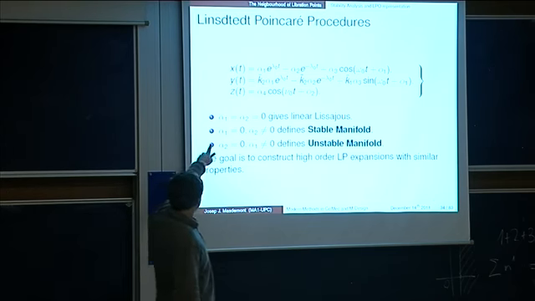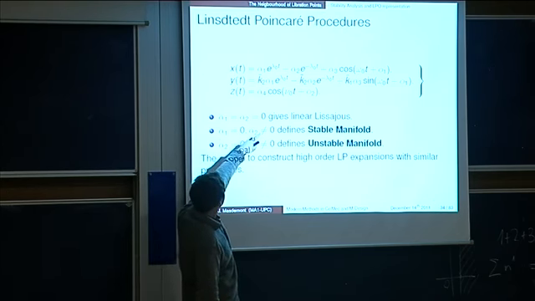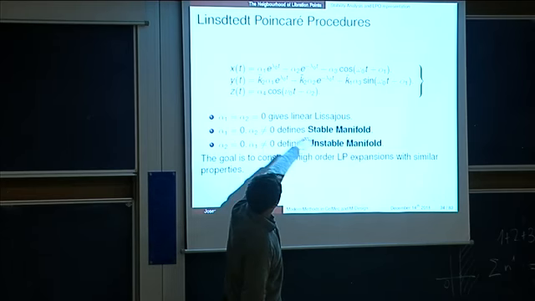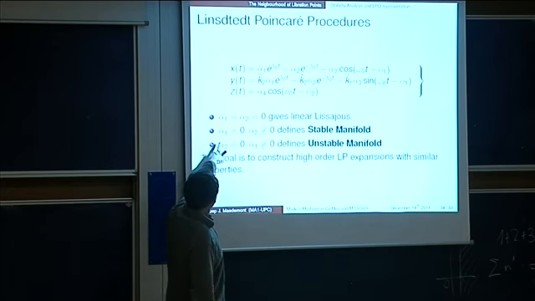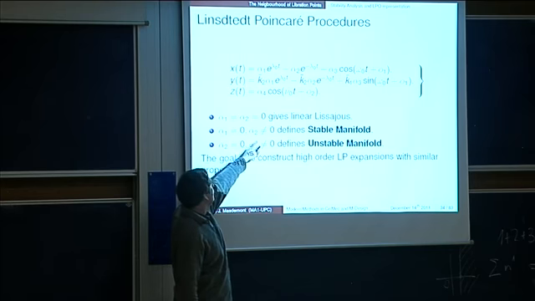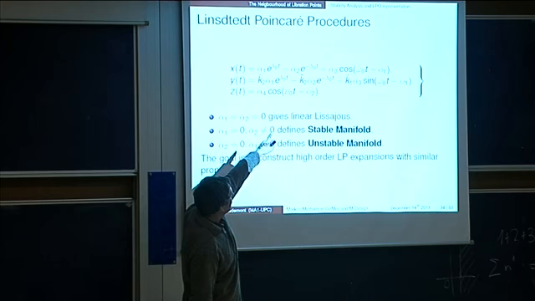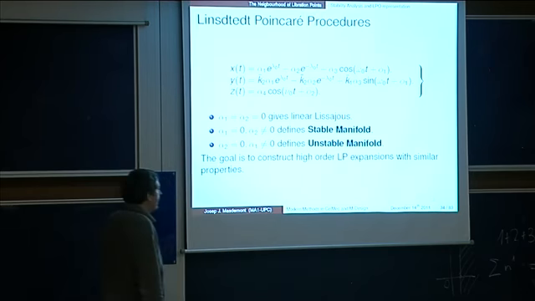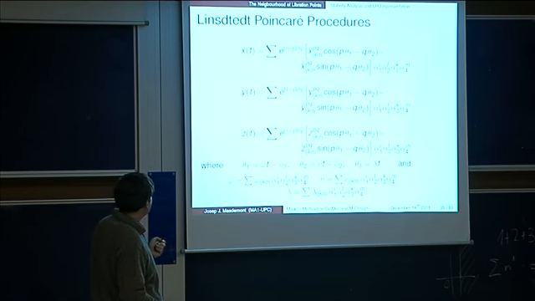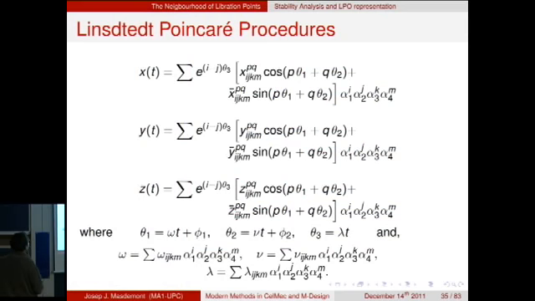For instance, if we take these values here, alpha 1 and alpha 2 equal to 0, we have only the libration part. But if we take alpha 1 equal to 0 and alpha 2 different from 0, we have a stable manifold since we have only exponential terms with negative exponent and so on. Okay. So this kind of expansion can be done up to high order, and you can represent libration point orbits in this way, essentially, roughly speaking.